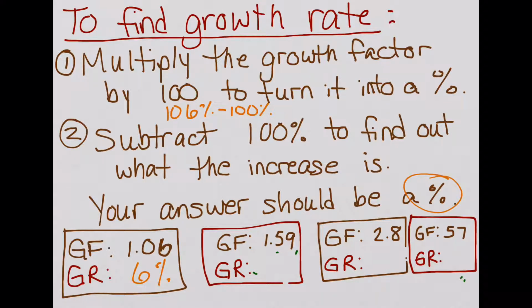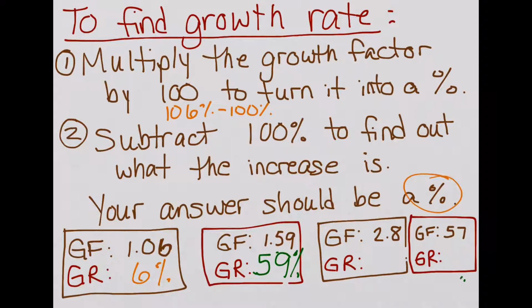Okay, let's do another one. This time you've been given the growth factor of 1.59. So if you multiply that by 100, you get 159. And then you need to subtract 100%. And so it is 59%.